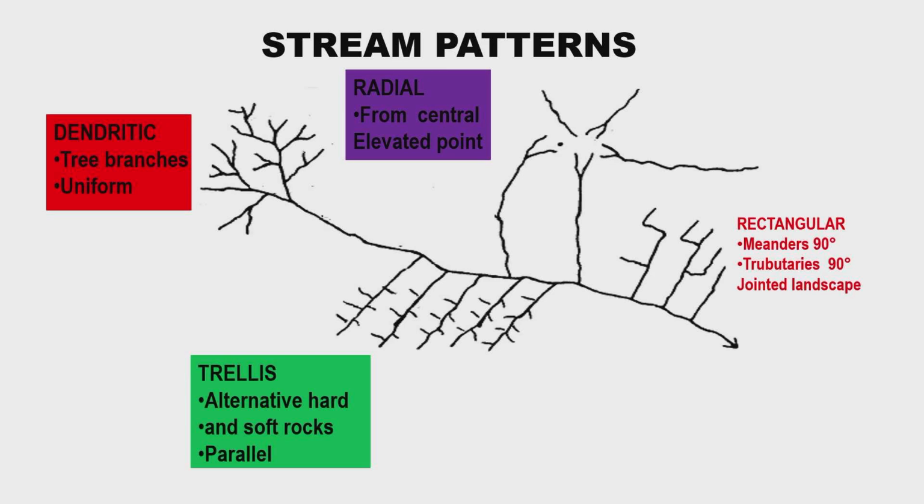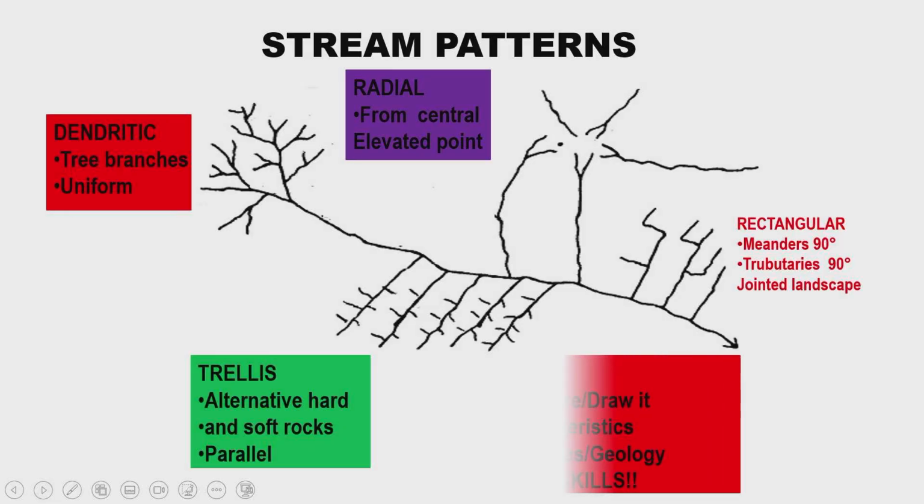They are found on jointed landscapes. Please, learners, don't say on landscapes with cracks, because we are more focusing on the joints. Or you can say where there are many faults, because the rivers tend to form along the fault lines.